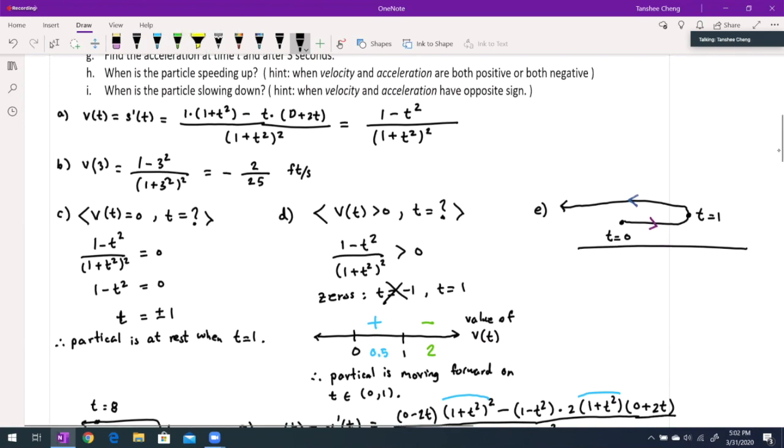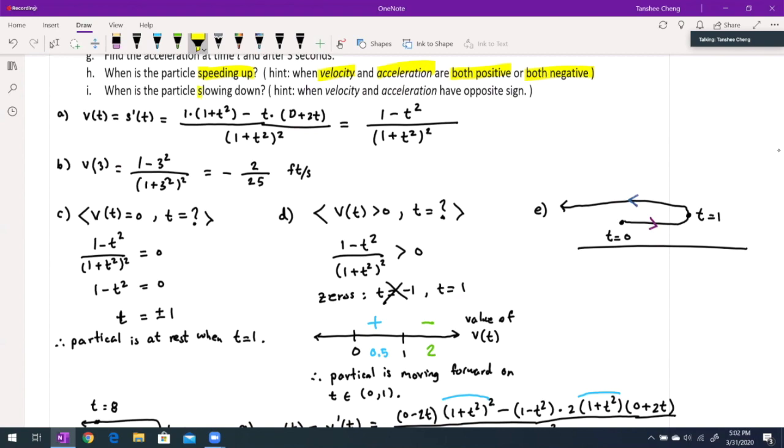The particle is speeding up when the value of the velocity function and the acceleration function are the same sign. The value of the velocity function and the value of the acceleration function, they both have positive or they both have what? Negative. That is what I mean by the particle is speeding up.